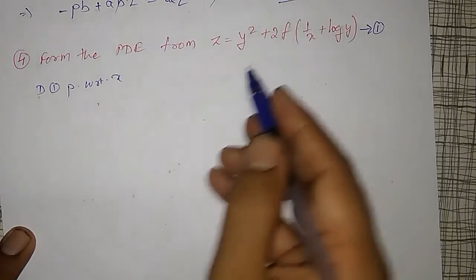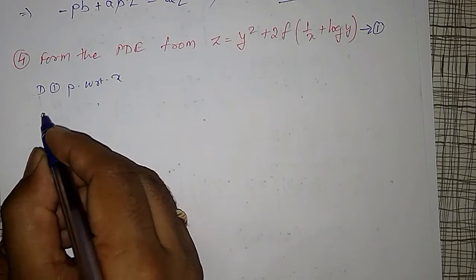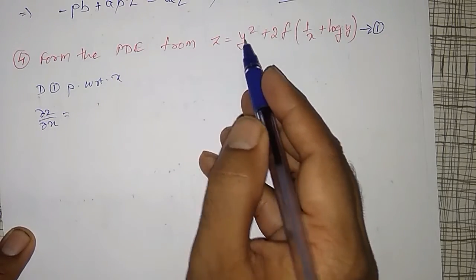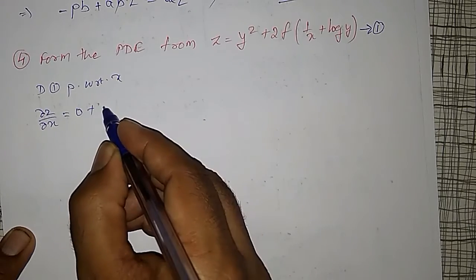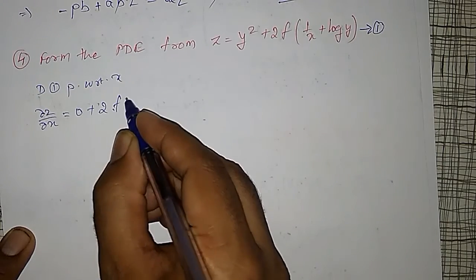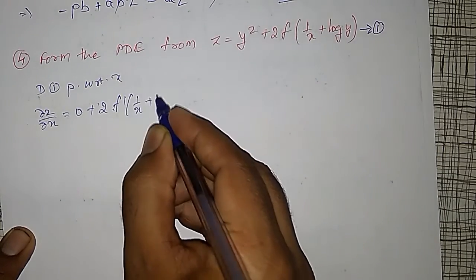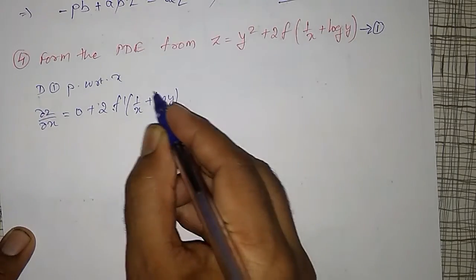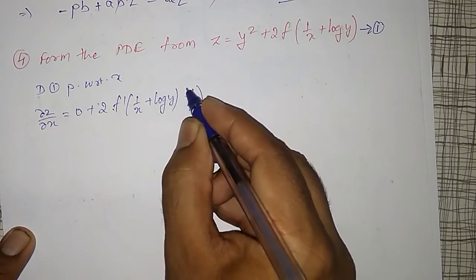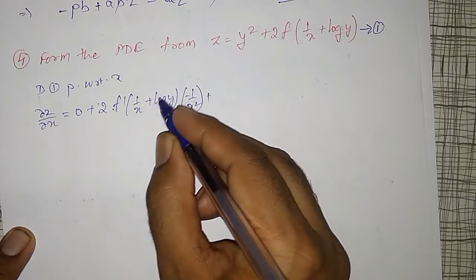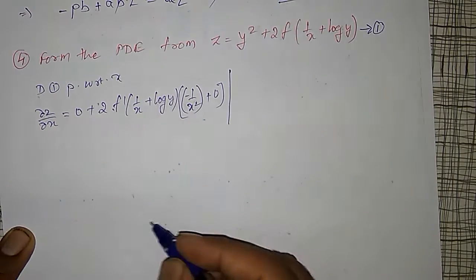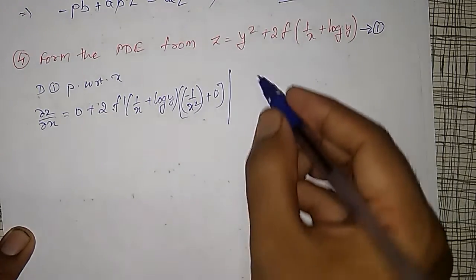After differentiating partially with respect to x, we get dou z by dou x is equal to y square differentiated with respect to x, which becomes 0, plus 2 into f of a function of x. Therefore it becomes f dash of 1 by x plus log y, into, chain rule I have to apply. The differential of 1 by x becomes minus 1 by x square, plus the partial differential of log y becomes 0.